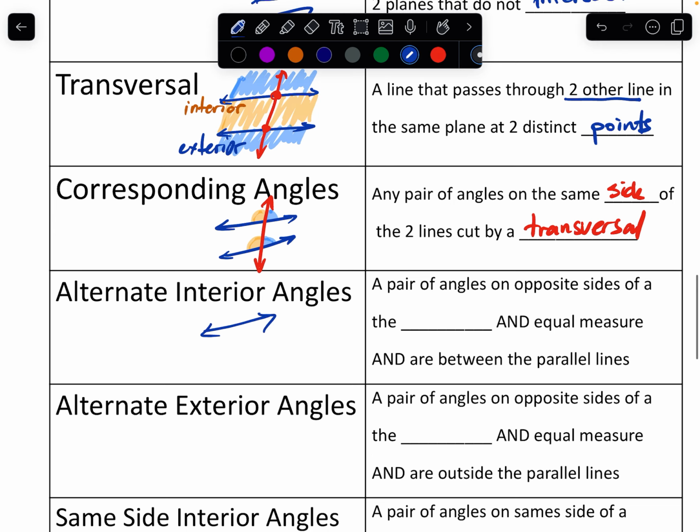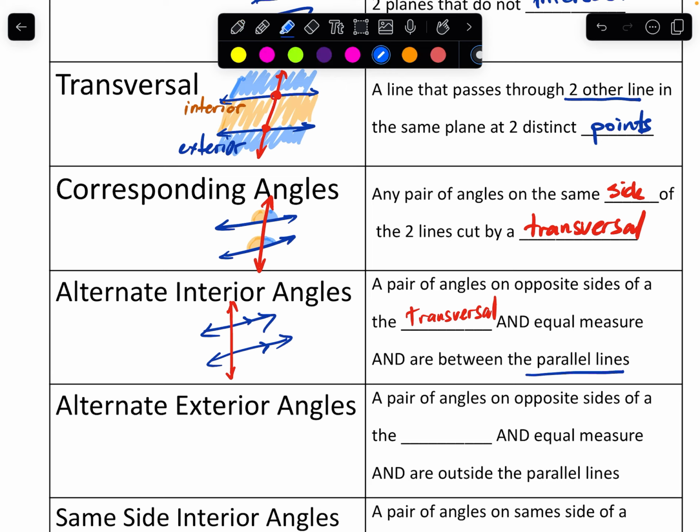I have, again, my two lines right here. This time, we want to have two parallel lines, okay? To say they're parallel, usually you indicate it with a little arrow on both of these. And I'm going to have my transversal go through it. And it is a pair of angles on opposite sides of the transversal, and equal measures, and are between the parallel lines.